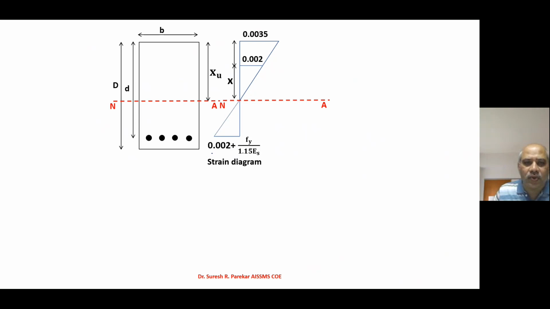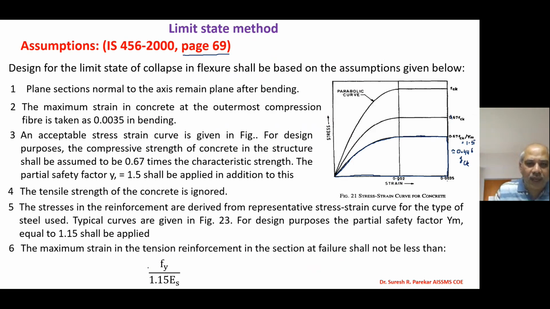You can go with the IS code. So it is 0.002 plus fy upon 1.15 Es. As we have seen, we have to go to page number 69, and on page number 69, this value is given. So 0.002. Though it is written over here as fy upon 1.15 Es, here actually it is 0.002.